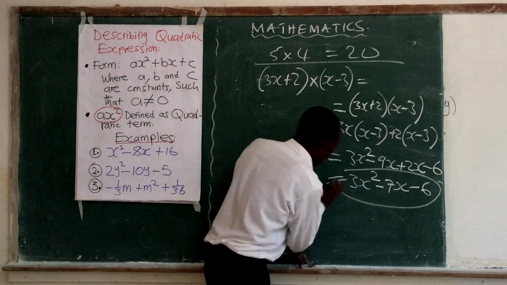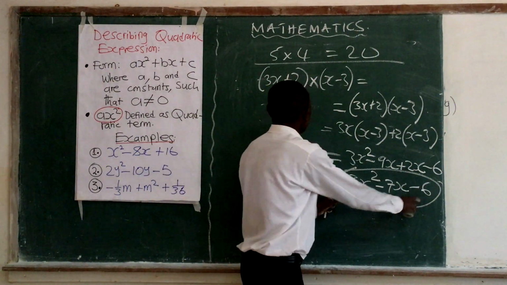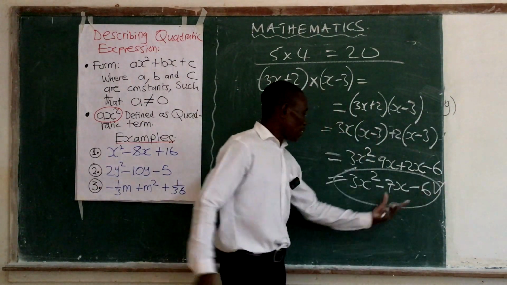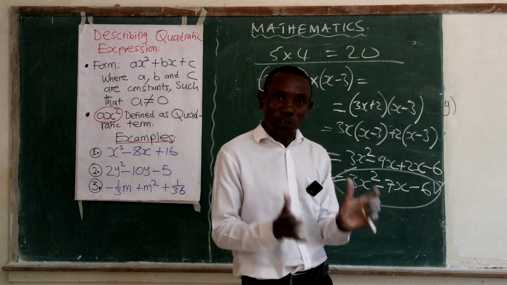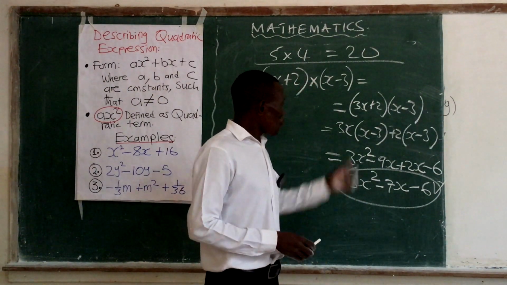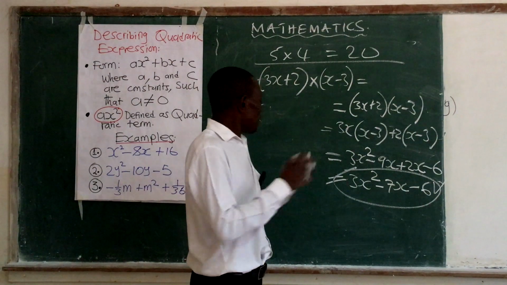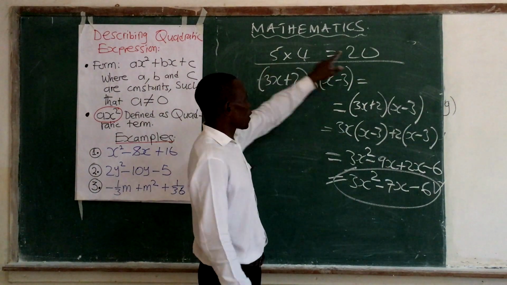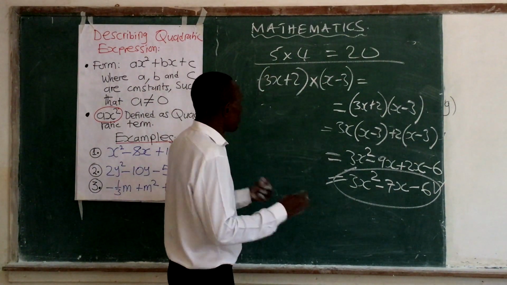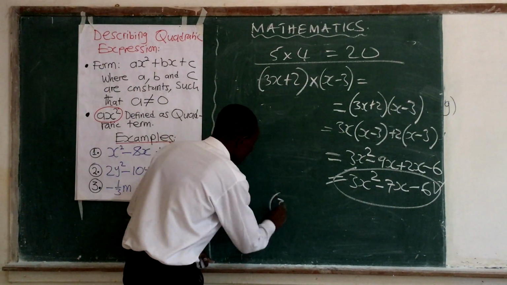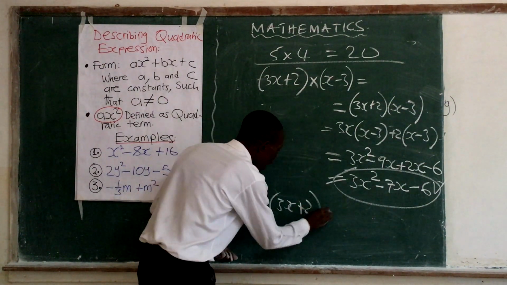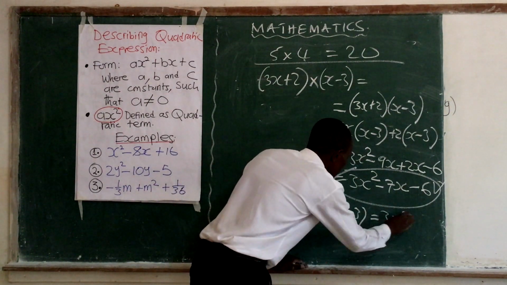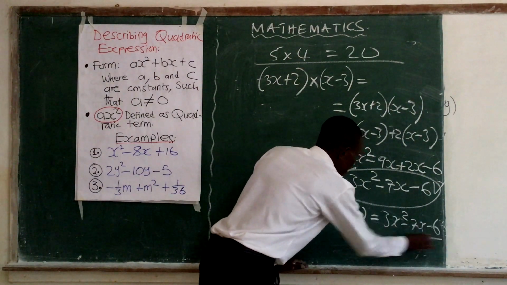So let's now look at this one here. You'll find that this one is obtained from the product of this and that. If you look at this one here, you find that this is just the quadratic expression that we are talking about. So from this calculation, as I was doing here, 5 times 4 is 20, and I say 5 and 4 are the factors of 20. Then here again, I should also be able to deduce that 3x + 2 and x - 3 are also factors of 3x squared minus 7x minus 6.